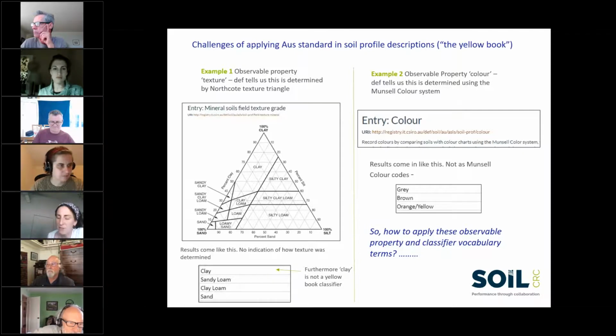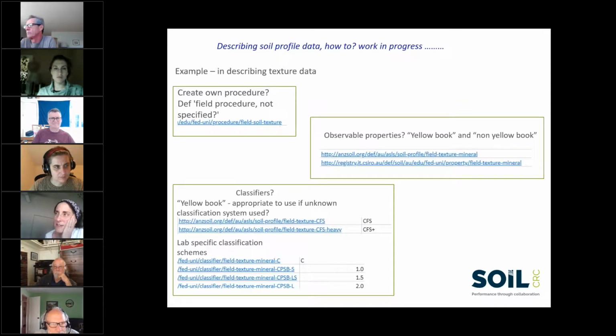So it's just making sure we don't represent things the wrong way. If they haven't used that classification, then we probably shouldn't use a term that implies that they have. You run into the question of should you create, since you've got to put something in the procedure field with this information, a field procedure unspecified? And there are just examples of us playing around with how we apply the Yellow Book. Down the bottom you see we get lab-specific classification schemes as well, so we're having to get them up in our classifiers collection.